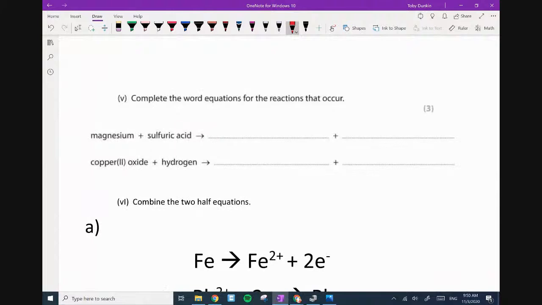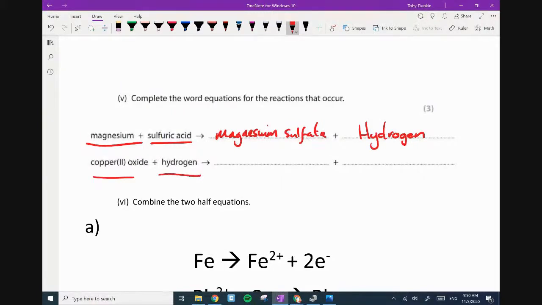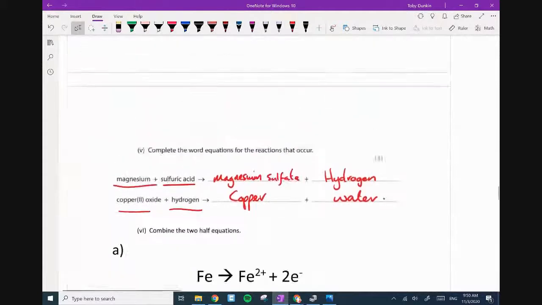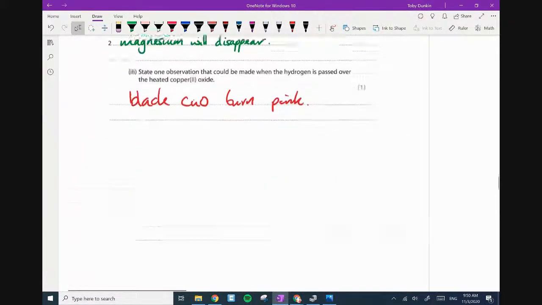Complete the word equation for the reaction. So magnesium and sulfuric acid. I'm going to get magnesium sulfate. Metal plus acid gives salt and hydrogen, MASH. So I'm also going to get hydrogen gas. Then we get copper oxide plus hydrogen. I'm going to get copper and water. That was hard, a trickier one. Unfortunately, if you didn't get the picture above, then you probably weren't going to get that question.